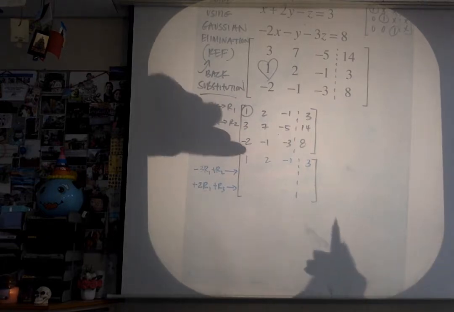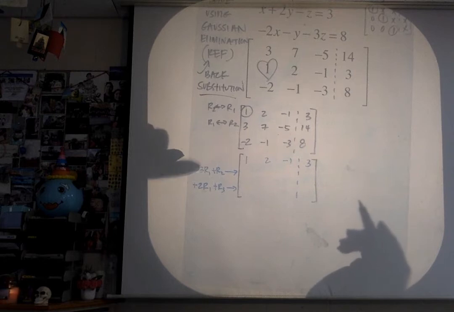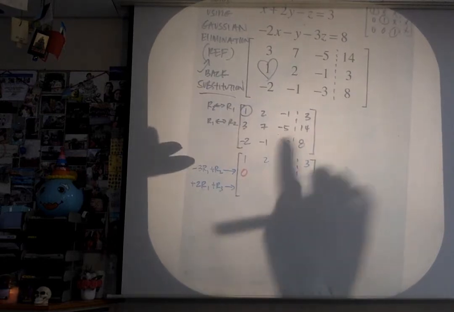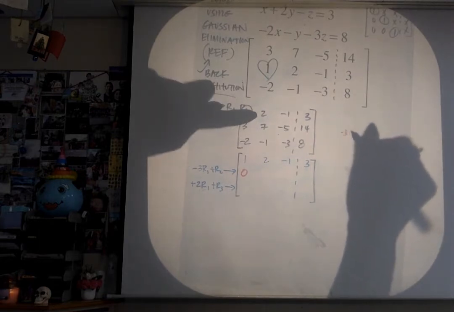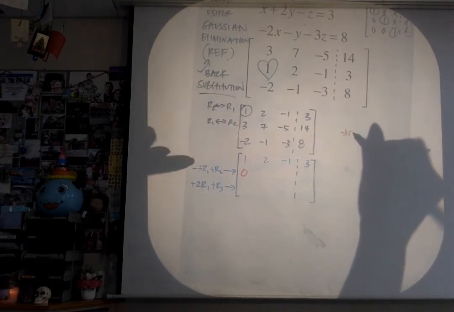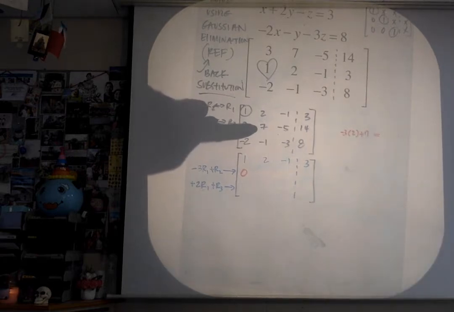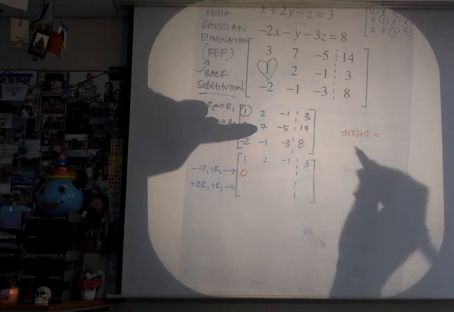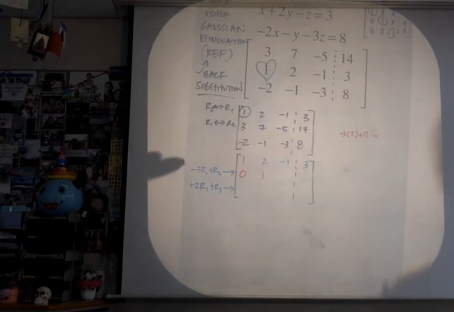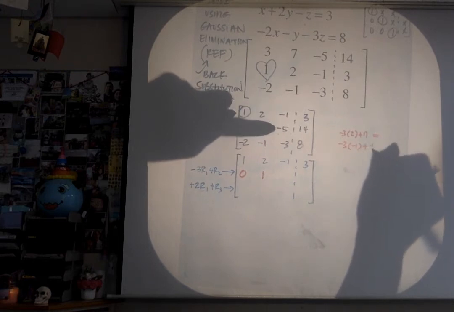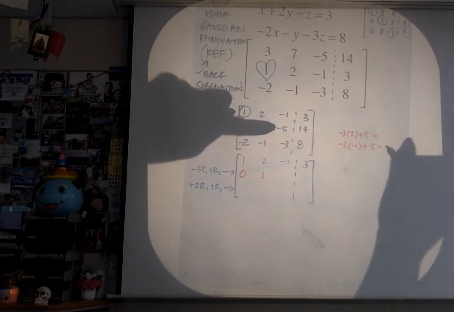Negative 3 times this, you add this, you get a big fat 0. What's negative 3 times 2? If you want to keep your math in order, just do it here. Negative 3 times 2, and you add 7. What do you get? You should get positive 1. Okay, let's do it again. Negative 3 times negative 1, and you add negative 5. What do you get? You should get negative 2.